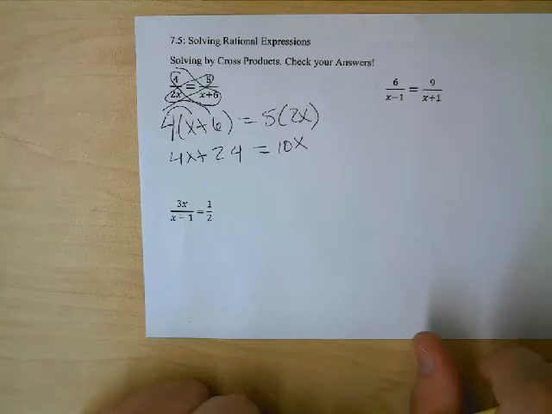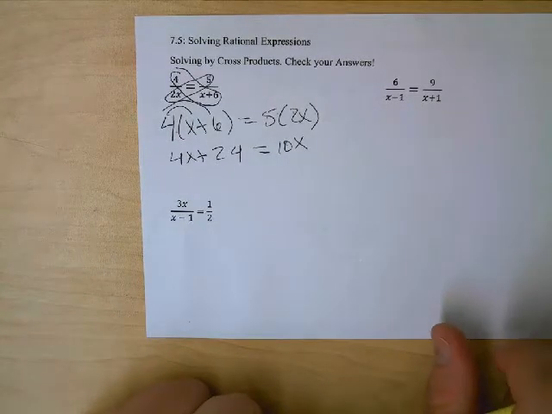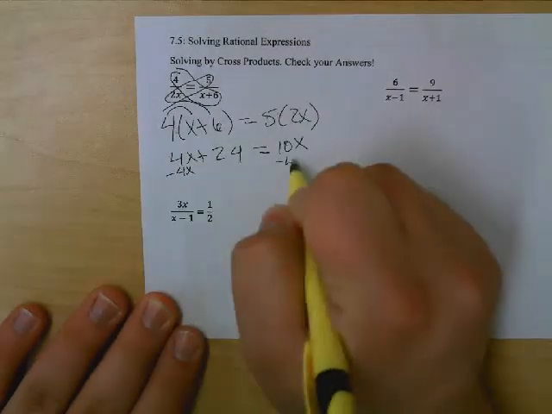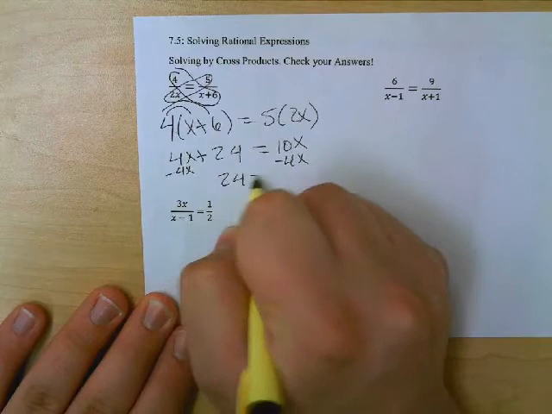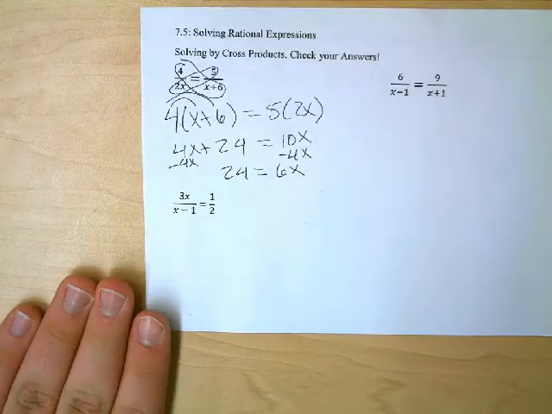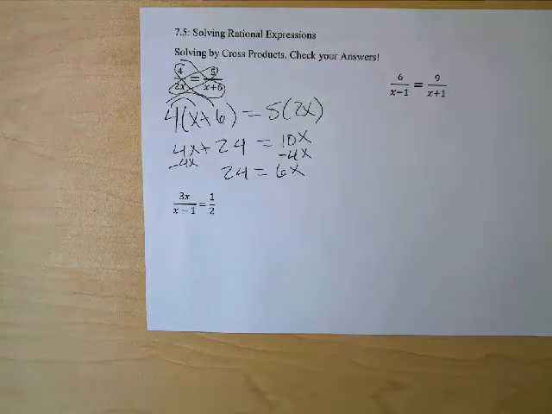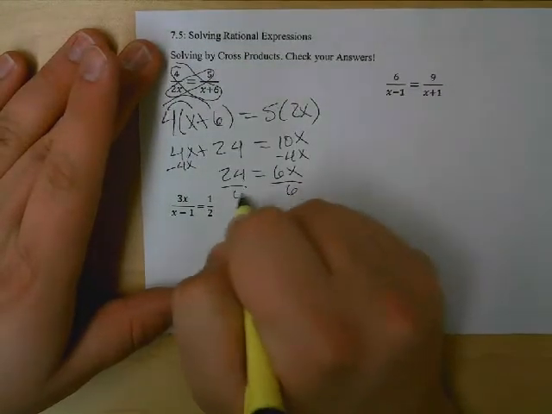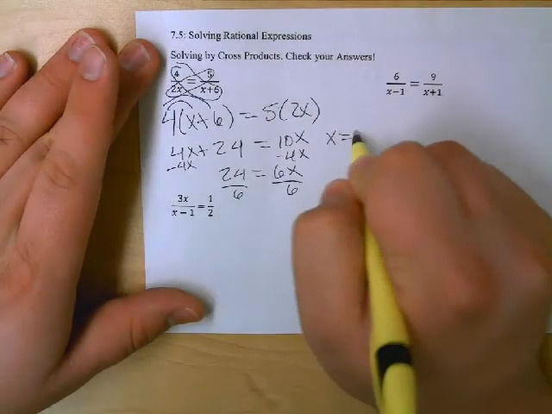Minus 4x. Remove 24 from the other side, there's too much going on at one time. One person needs minus the 4x. Yeah, that's what I said. So that leaves 24 equals 6x. Okay, what's my next step? Divide by 6. So x is just going to end up being 4.